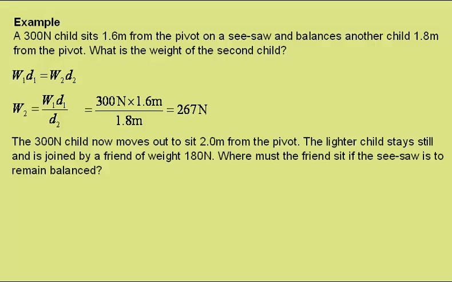The 300 Newton child now moves out to sit 2 meters from the pivot. The lighter child stays still and is joined by a friend of weight 180 newtons. Where must the friend sit if the seesaw is to remain balanced?